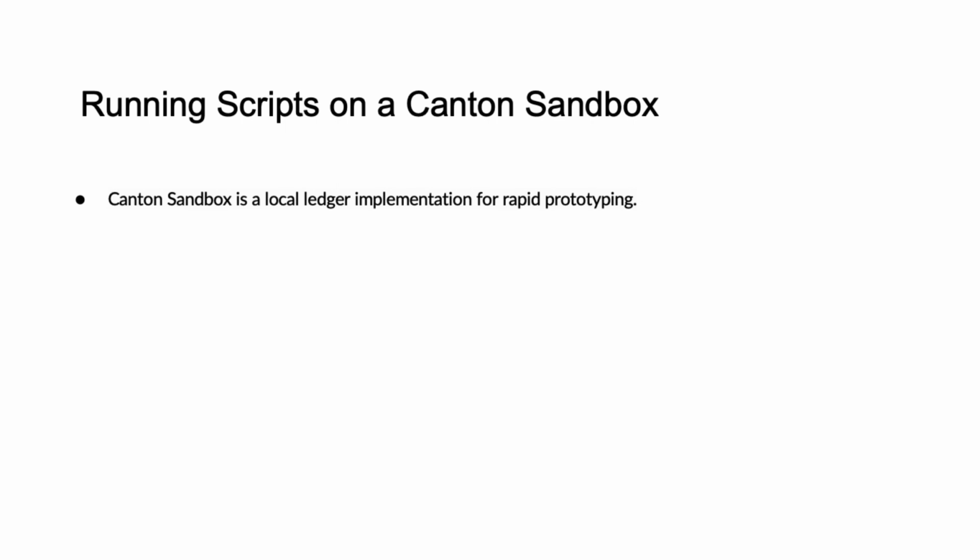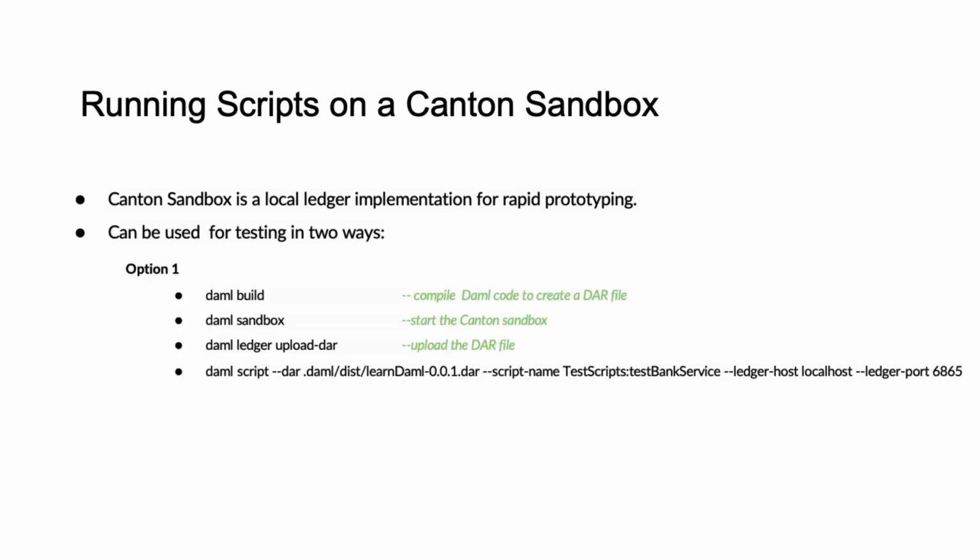We can use it for testing in two ways. The first way has 4 steps, starting with compiling the Daml code into a DAR file. Then we start the Canton Sandbox, upload the DAR file, and then run the script using the command as shown here. This command is daml script, followed by the name of the DAR, the script, the host, and the port number. Since this option is running outside the IDE, if we want to see some output from this test, we need to use debug statements in the script to print the output on the console.